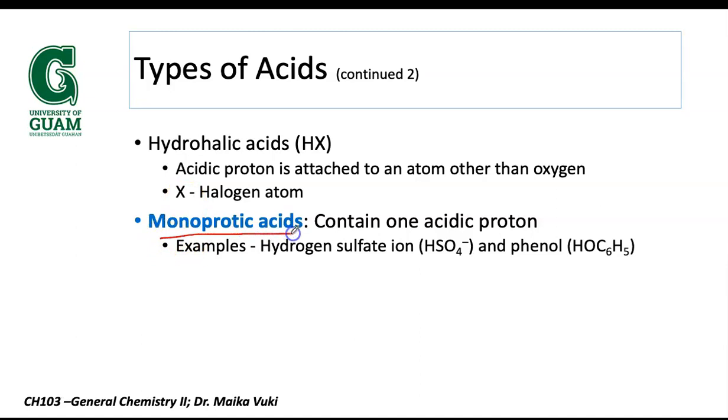So I mentioned that monoprotic acids only contain one acidic proton. Some examples of acids that we can regard as monoprotic are, for example, hydrogen sulfate and phenol. These are uncommon from what we have generally studied, but you can see that they just have one proton in this example. And of course, you see all these hydrohalic acids are monoprotic, and so is acetic acid that we have looked at.